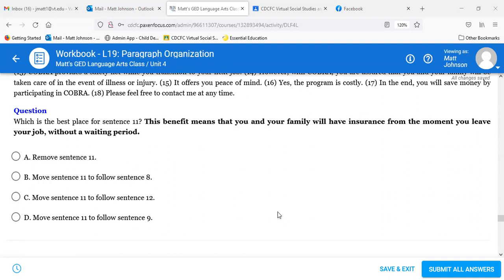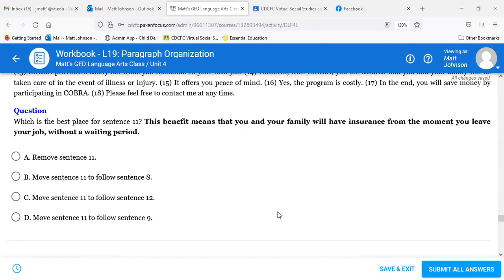Yes. Which is the best place for sentence 11? This benefit means that you and your family will have insurance from the moment you leave your job without a waiting period. A. Remove sentence 11. B. Move sentence 11 to follow sentence 8. C. Move sentence 11 to follow sentence 12. D. Move sentence 11 to follow sentence 9. The benefit will be your family.